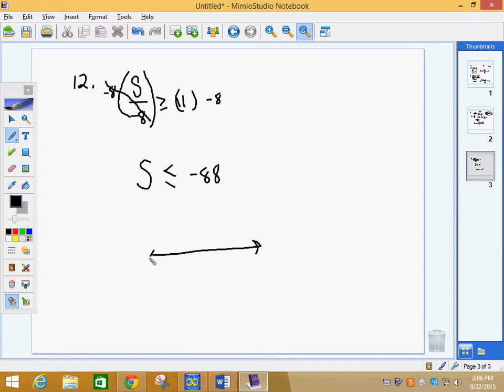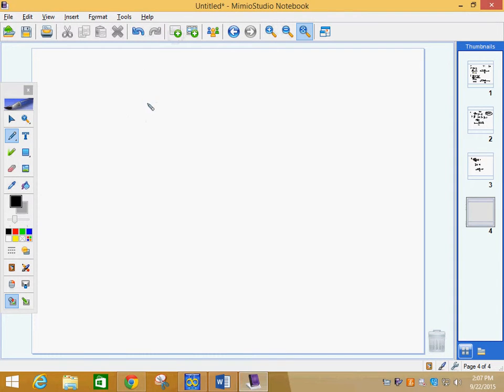Quick sketch of the graph. -88. Filled in circle to the left because the variable is on the left. My inequality symbol points to the left. Should be getting simpler by the minute. Let's look at an example that's a little bit more difficult. This will be number 18 from the review.